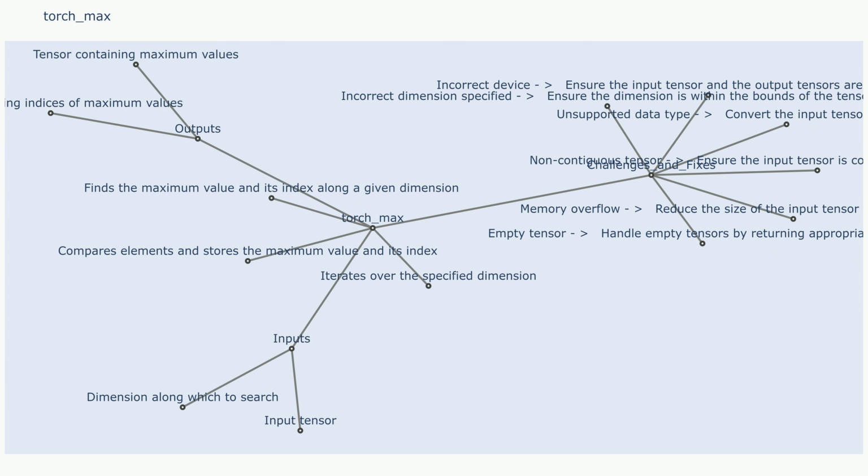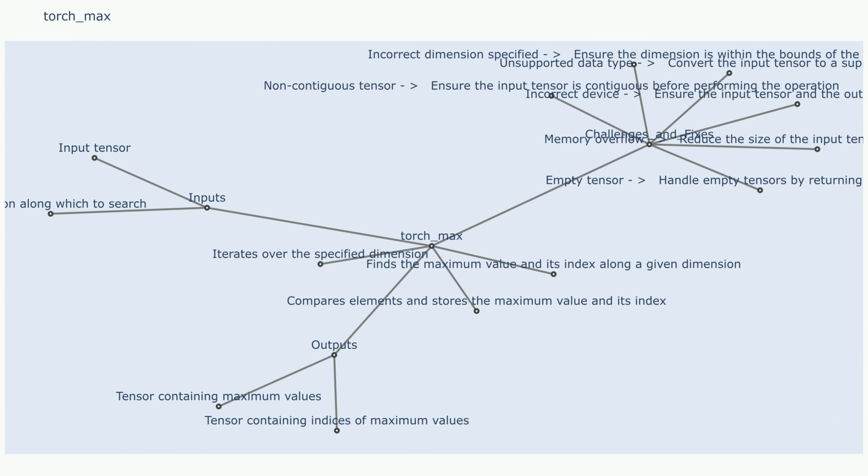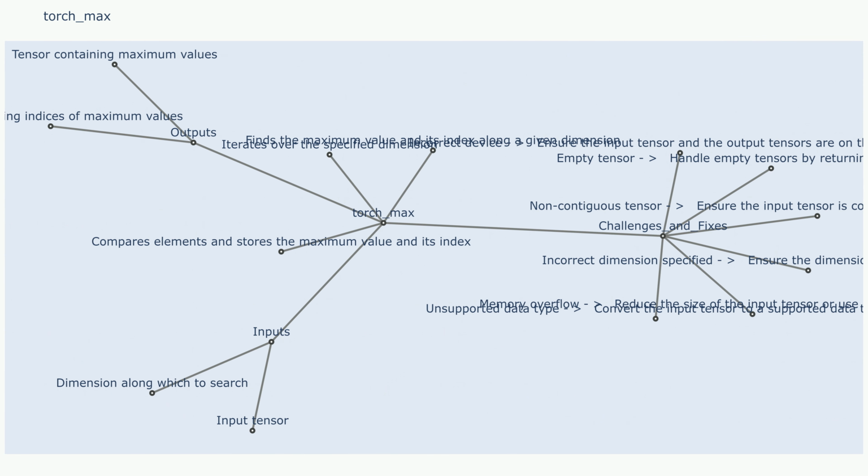Challenge 2: the indices tensor returned by torch.max might not be the same shape as the input tensor if the dim argument is specified. Sample use case that resulted in challenge 2: a user is expecting the indices tensor to have the same shape as the input tensor, but the dim argument is specified. Fixes to challenge 2: use the keepdim argument to ensure that the indices tensor has the same shape as the input tensor.